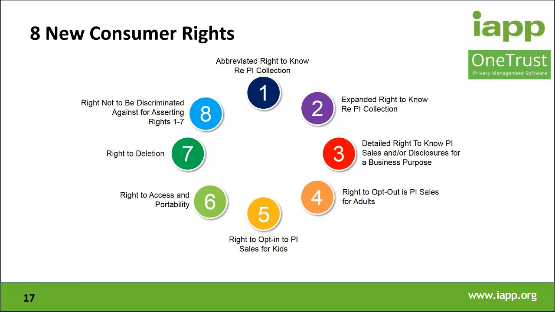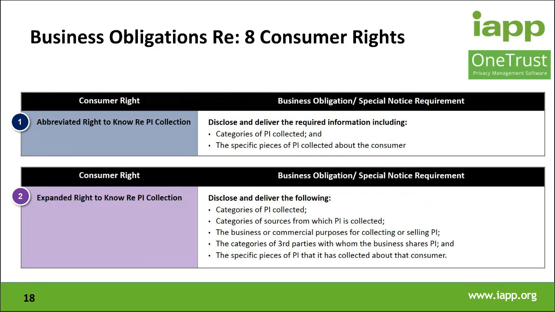There's a right to opt out of the sale of personal information for adults and a right to opt in. In other words, companies are prohibited from selling personal information from kids without opt-in consent, and the kids can provide that between ages 13 and 16, and under the age of 13, parents need to provide that opt-in consent. There's also a right to access and portability under 1798.100D, and then there's a right to deletion, which is similar to the erasure right, although there are a few more defenses to deletion rights in California, and then there's also a right not to be discriminated against for asserting any of the rights that are 1 through 7.